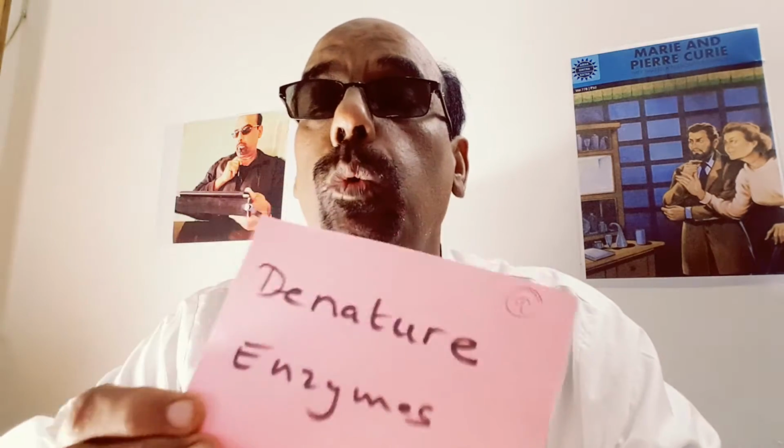The enzymes in yeast work best around 37 degrees Celsius. If the temperature is raised above 37 degrees Celsius, the enzymes will be denatured. The enzyme activity will be lost, and consequently fermentation stops.